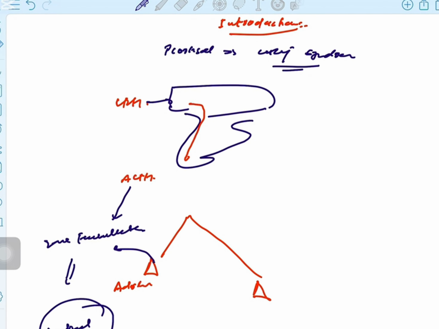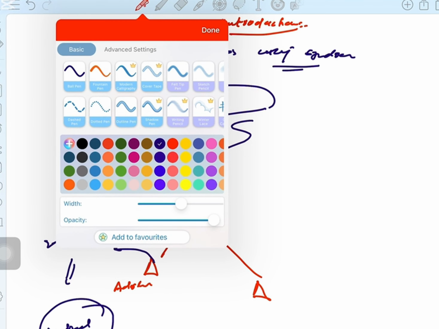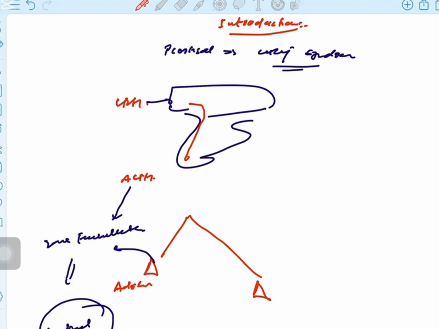Again, I'm going to revise this whole physiological mechanism by which cortisol hormone is produced. First of all, there is corticotropin releasing hormone, which is produced from the hypothalamus. This hormone from the hypothalamus will come into the anterior pituitary, and from the anterior pituitary it will produce the ACTH hormone. This ACTH hormone will come onto the two adrenal glands, which are present above the kidney.